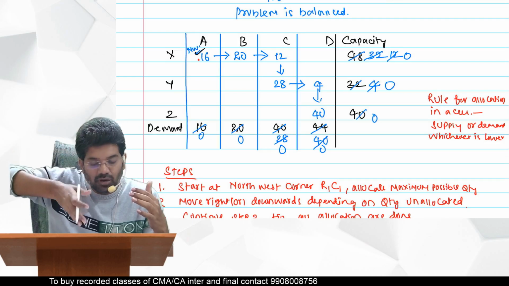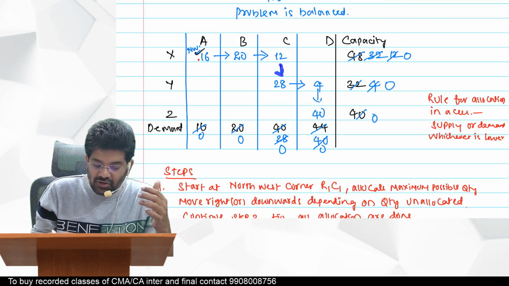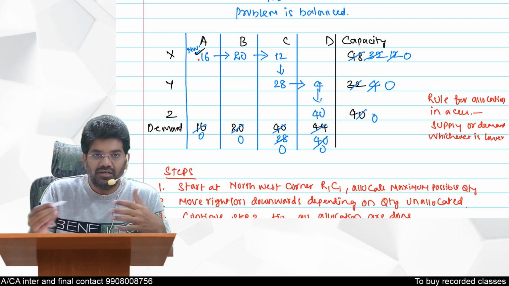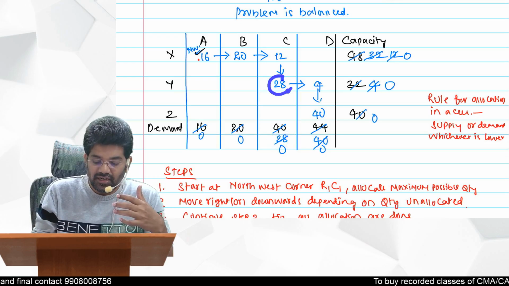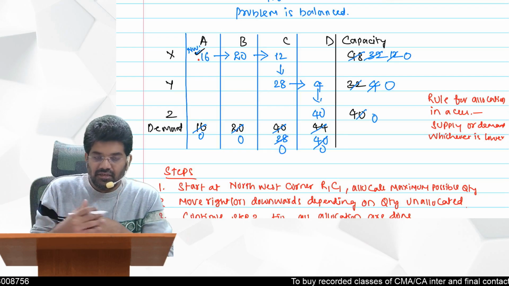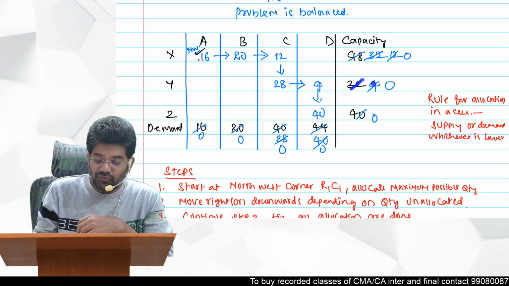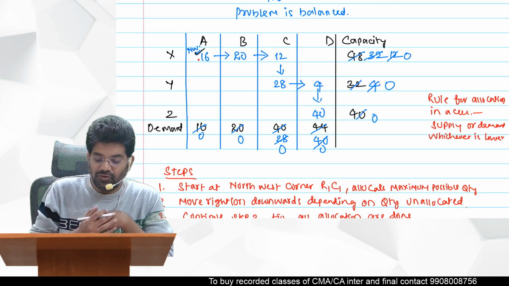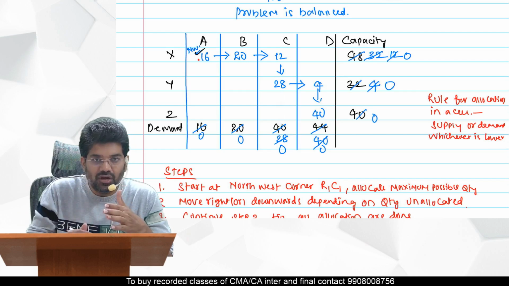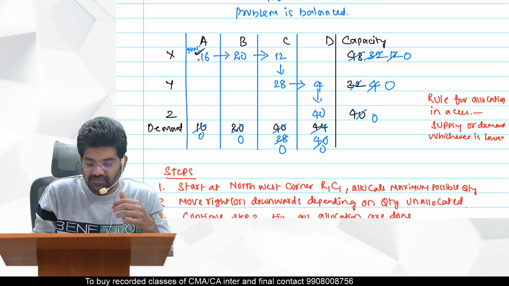You will come downwards. So now in this cell, here you have 32, here you have 28. So whichever is lower, 28 you allocated. So then this will become 0. Next, this will become 4 now. Why? 32 minus 28, 4. Okay, since this got exhausted, this line, now downwards you will not come. You will go to the right side.